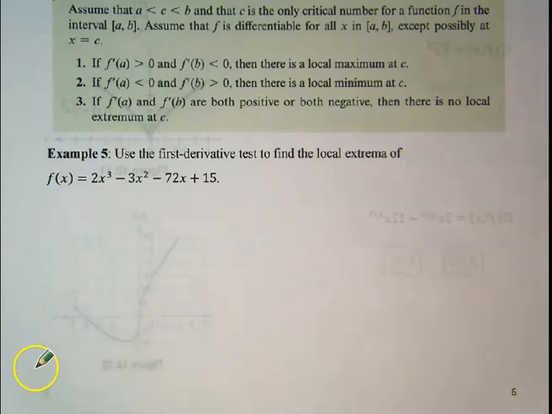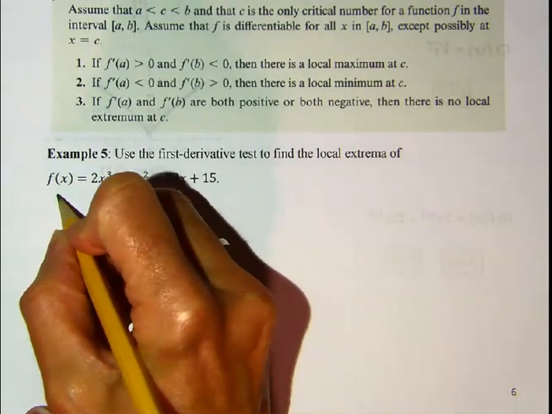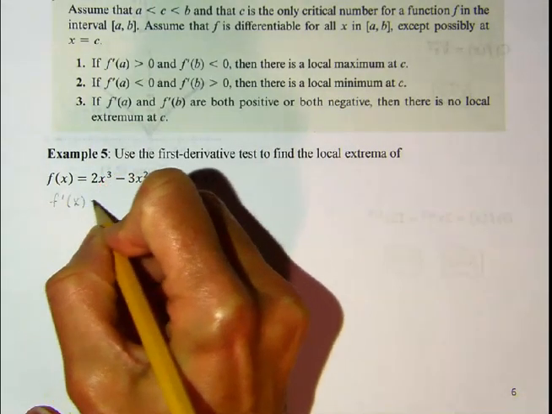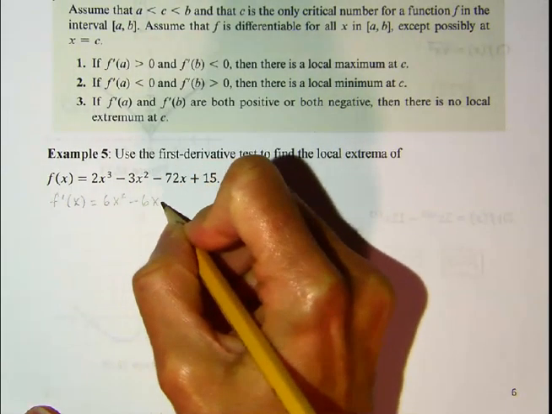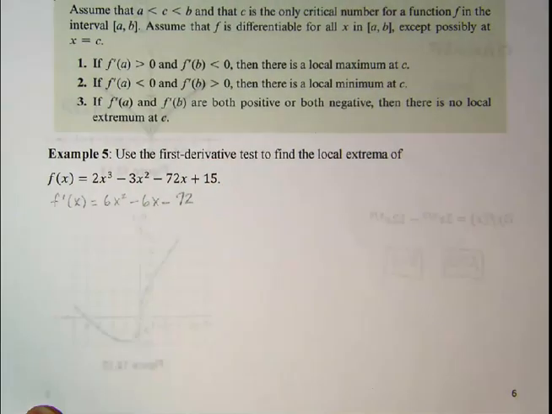Okay, now for the second half of this lesson. Let's see, the first thing we need to do is find the derivative. Here we're on example 5. Use the first derivative test to find the local extrema of this. So our derivative would be 6x squared minus 6x minus 72.